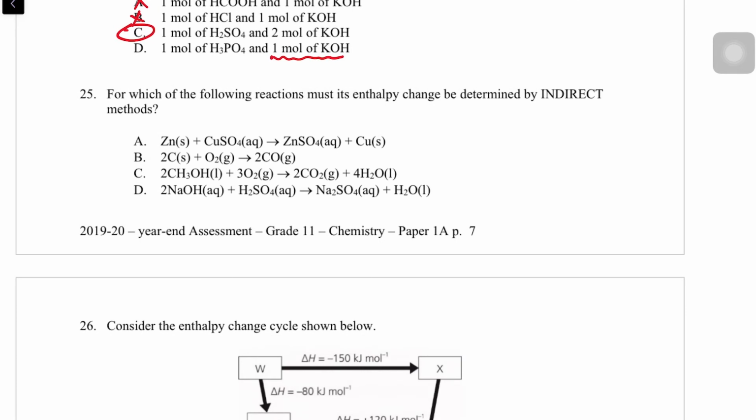25. Is the enthalpy change determined by indirect method? That means it cannot be done in room conditions. Well, let's see. First one, why not? We can do the displacement reaction, right? The second one, well, sorry, because in normal cases carbon will not form CO only, right? It forms CO2, so it is a bit tricky. And the C, combustion of methanol, sure, no problem. And the final one, neutralization, no problem. So the answer should be B.